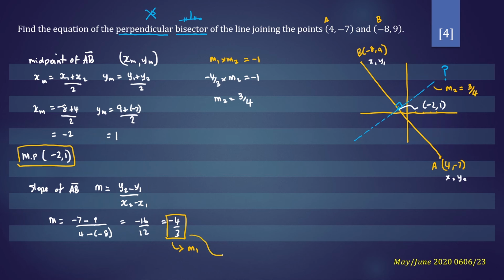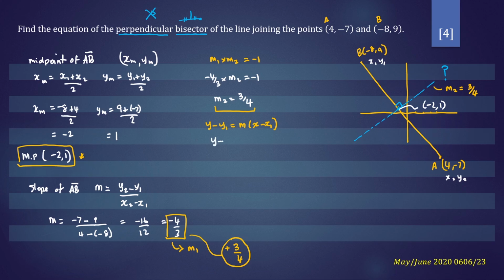The quick way to do that is to take your fraction, find the reciprocal, so you write 3 on 4, and you must change the sign to positive. That's the quick way to find the slope of the perpendicular bisector. So now we have the slope of the perpendicular bisector, and this midpoint is also on the perpendicular bisector. To find the equation, we'll use the formula y minus y1 equals m times (x minus x1). This is the equation of the straight line when you know the slope and you know a point on the line.